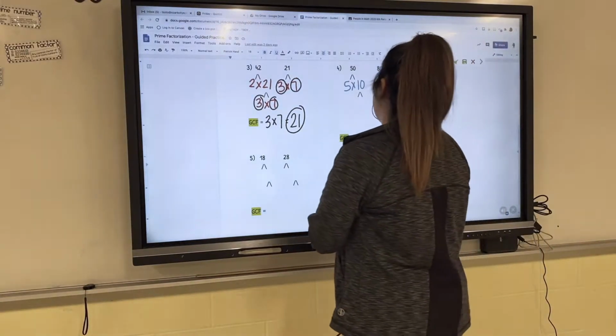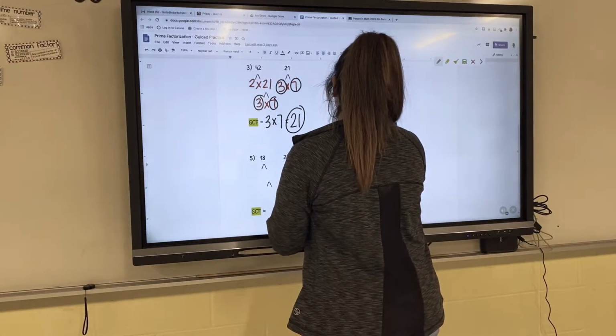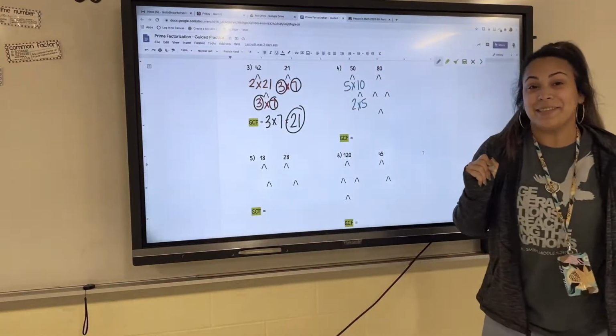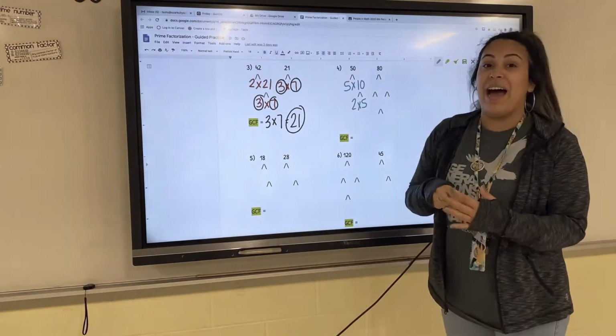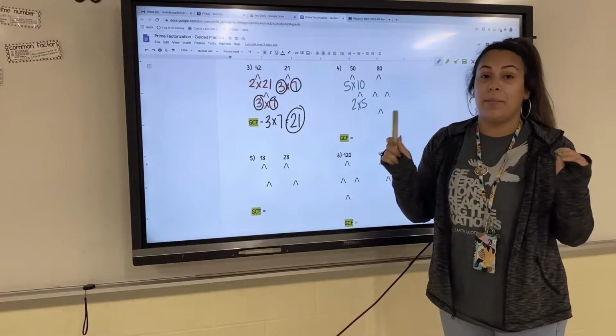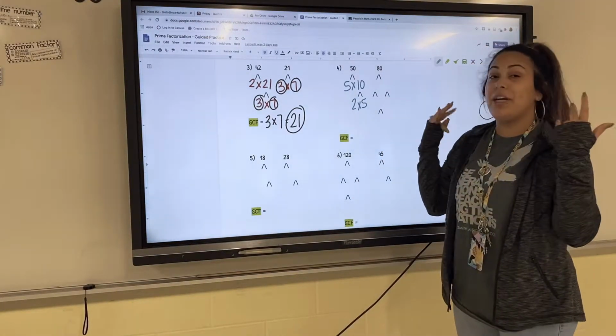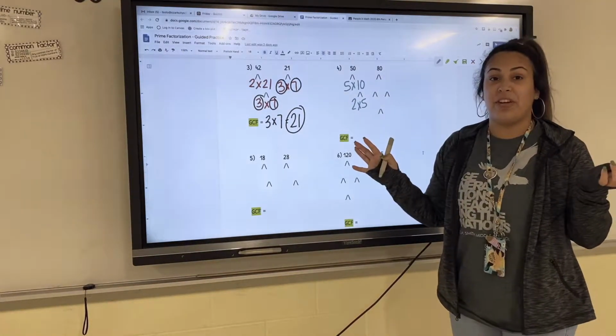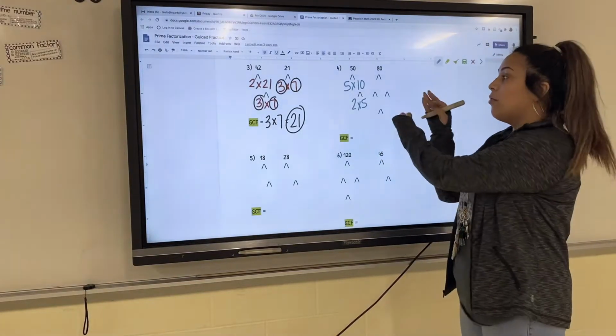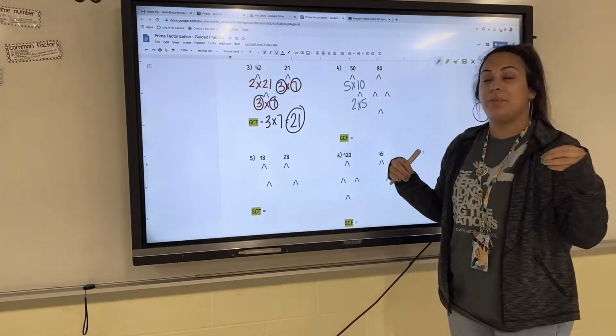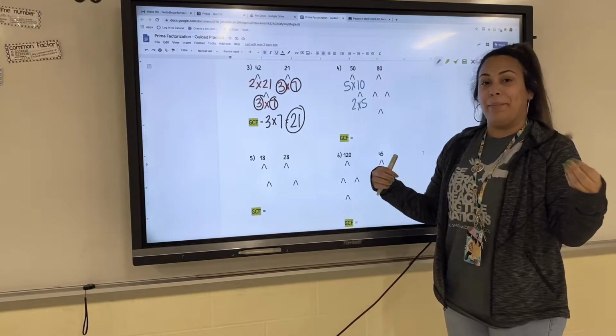If you said 2 times 5, you are right. 2 times 5 is correct. Now, 2 and 5 are both prime numbers. So, we're done factoring out 50. That was easy. We just had to basically split it up and try to get prime numbers.